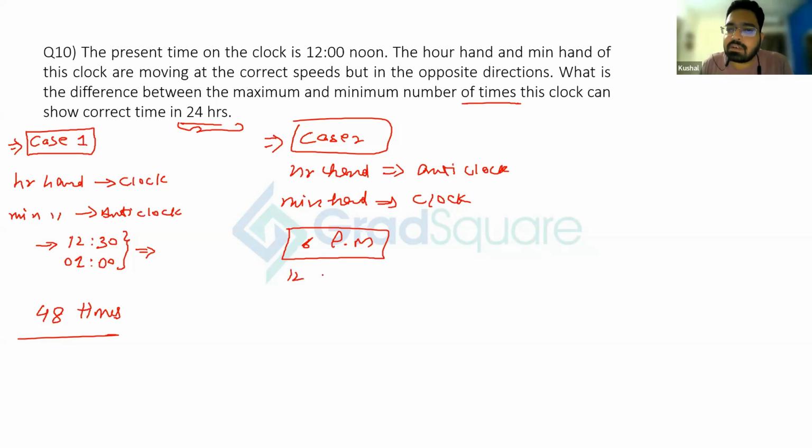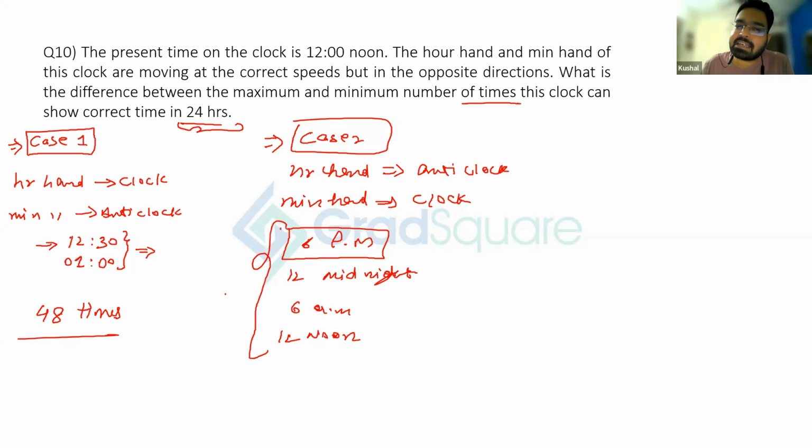At 12 midnight, it will show the correct time. Then at 6 a.m. again it will show the correct time. Correct? Then at 12 noon, it will show the correct time once again. That means from 12 noon to another 12 noon, which is 24 hours, it has reflected 4 times the correct timing. That means in 24 hours, it has reflected how many times the correct time?